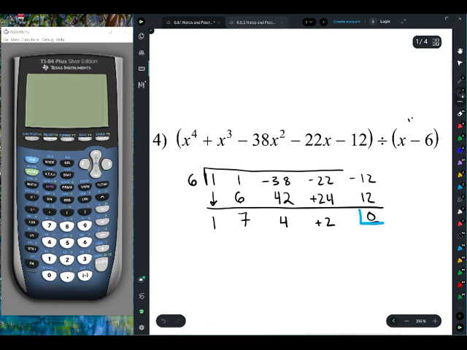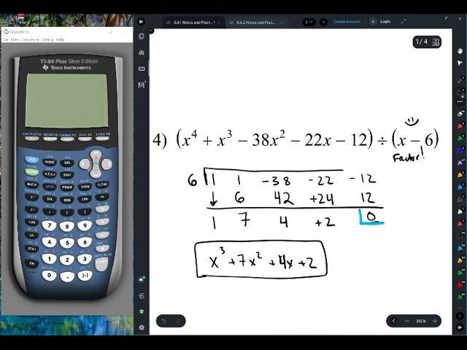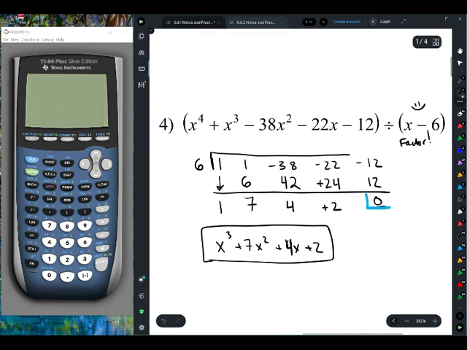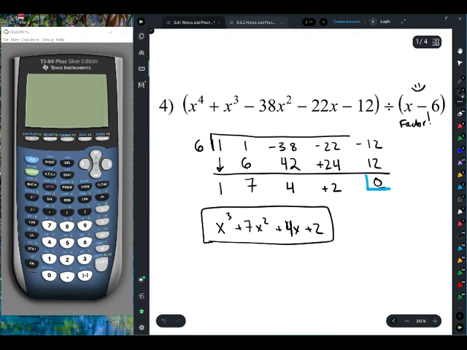So we do have a factor. And the key thing is this would be x to the third plus 7x squared plus 4x plus 2. That's what it would be. If you're getting that, awesome. You should do fine on the practice problems. Practice will indeed make perfect, so try them out, check your answers, and enjoy synthetic division, everybody.